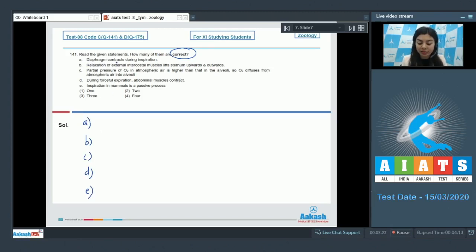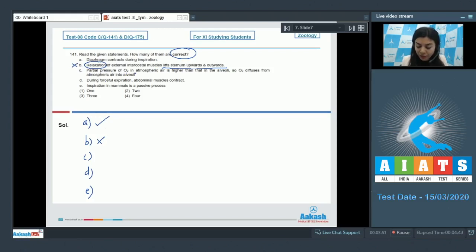Statement A reads, diaphragm contracts during inspiration. This is a true statement. During inspiration, the diaphragm undergoes contraction which increases the volume of thoracic cavity. Statement B, relaxation of external intercostal muscles lift sternum upwards and outwards. The lifting of sternum upwards and outwards occurs due to contraction of external intercostal muscles and not relaxation. So this is incorrect.